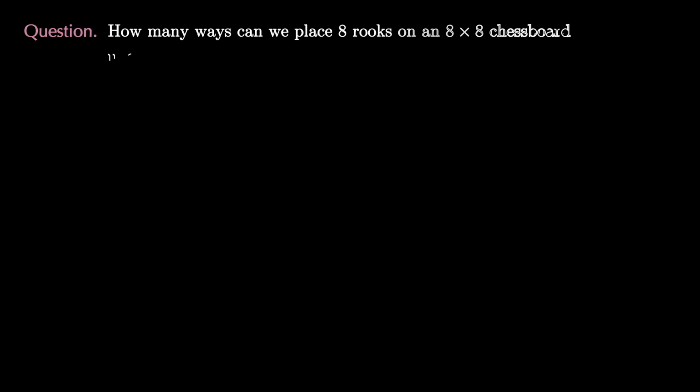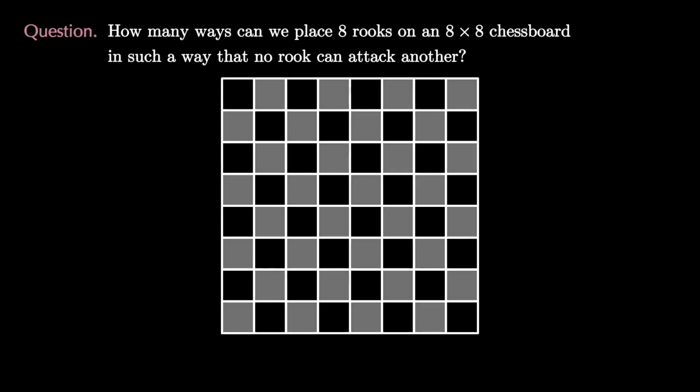Let's revisit our question that started the video off about non-attacking rooks on a chessboard. Recall that we wanted to know how many ways we can place 8 rooks on an 8x8 chessboard in such a way that no rook can attack another. We can answer this question by applying the product principle, by noting that each column must contain 1 and only 1 rook, so we can go column by column as our ordered stages. In the first column, we have 8 choices where we can place the rook.